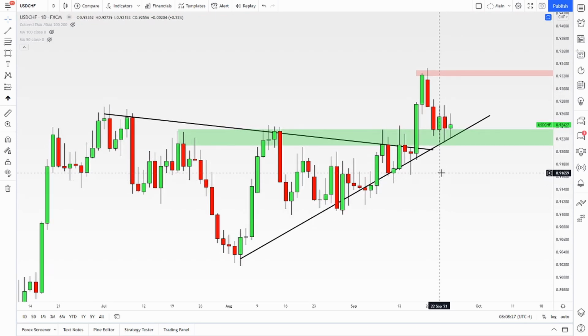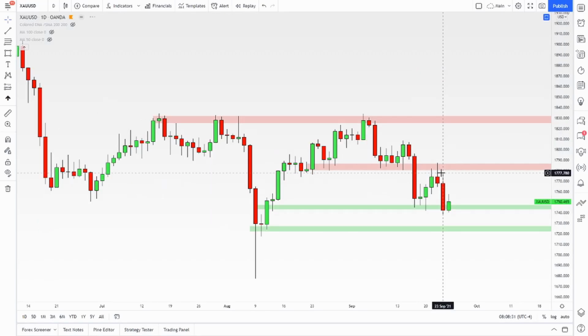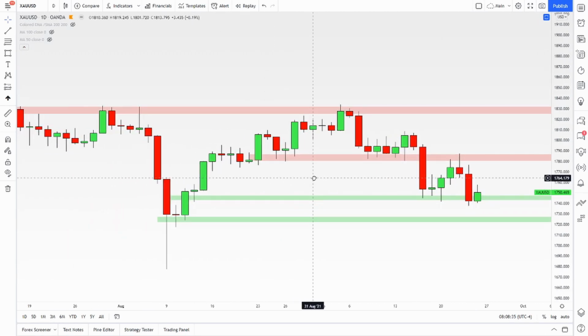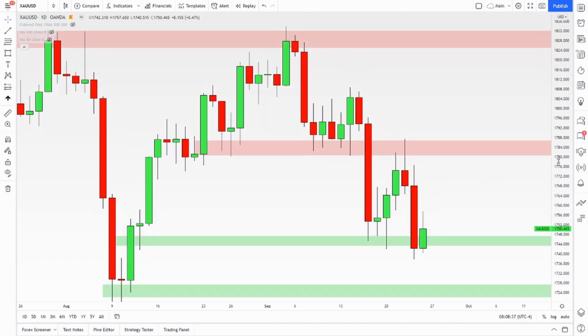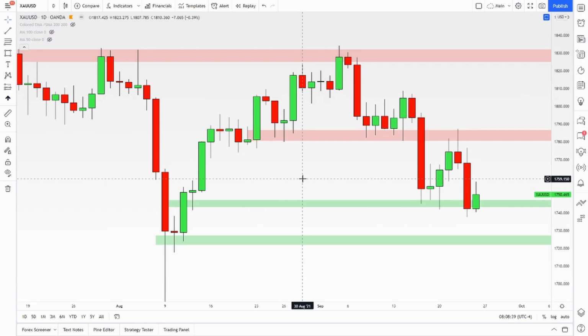So next up, we'll take a look at gold, XAUUSD. We'll pull this one up to see what this has in store for us. So gold is a really mixed character for me right now. I'm not super bullish. I'm not super bearish.